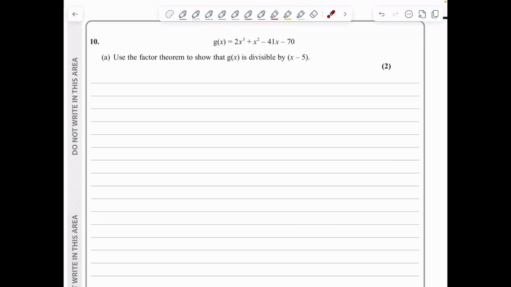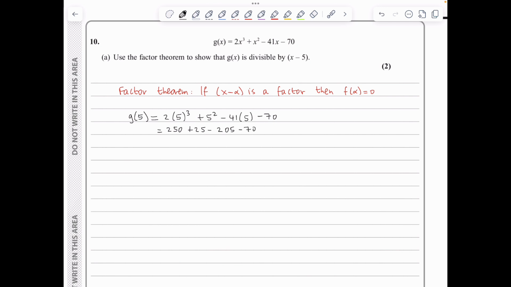In question 10, we are given g of x here, a polynomial of degree 3, and we need to use the factor theorem to show that g of x is divisible by x minus 5. Well, we know that the factor theorem states that if x minus alpha is a factor, then f of alpha is 0. So I'll be evaluating g of 5. So g of 5 is equal to 2 times 5 cubed plus 5 squared minus 41 times 5 minus 70, which gives me 250 plus 25 minus 205 minus 70, which gives an answer of 0. And therefore we conclude that x minus 5 is a factor, which simply means that g of x is divisible by x minus 5.